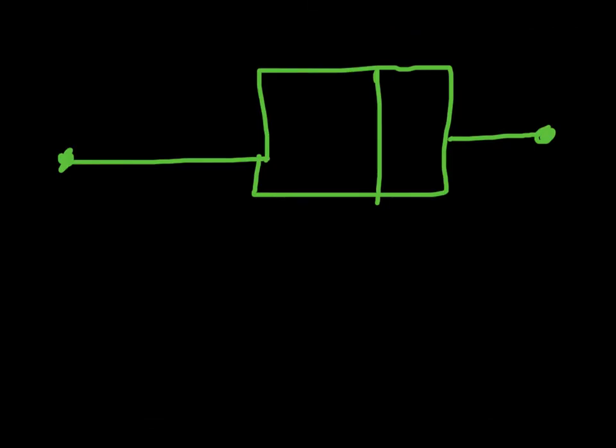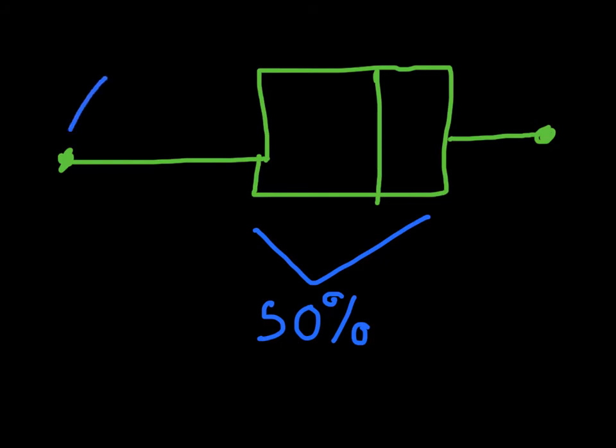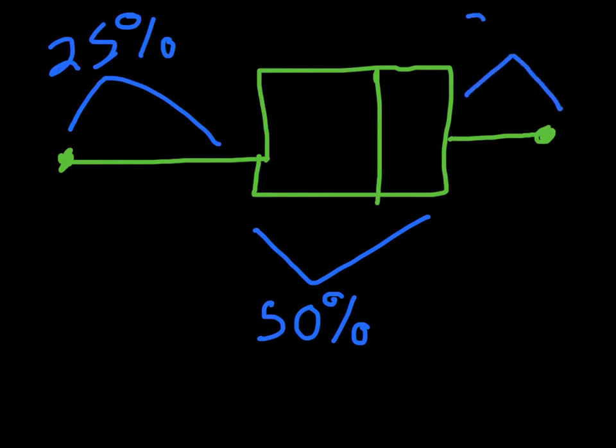All right, so you're going to need this as you go through the packet. There's a couple things that we should point out again. So if this is our box right here, that means 50% of the data is in there. Okay, our one whisker, that's 25% of the data, and then our other whisker also holds 25% of the data.